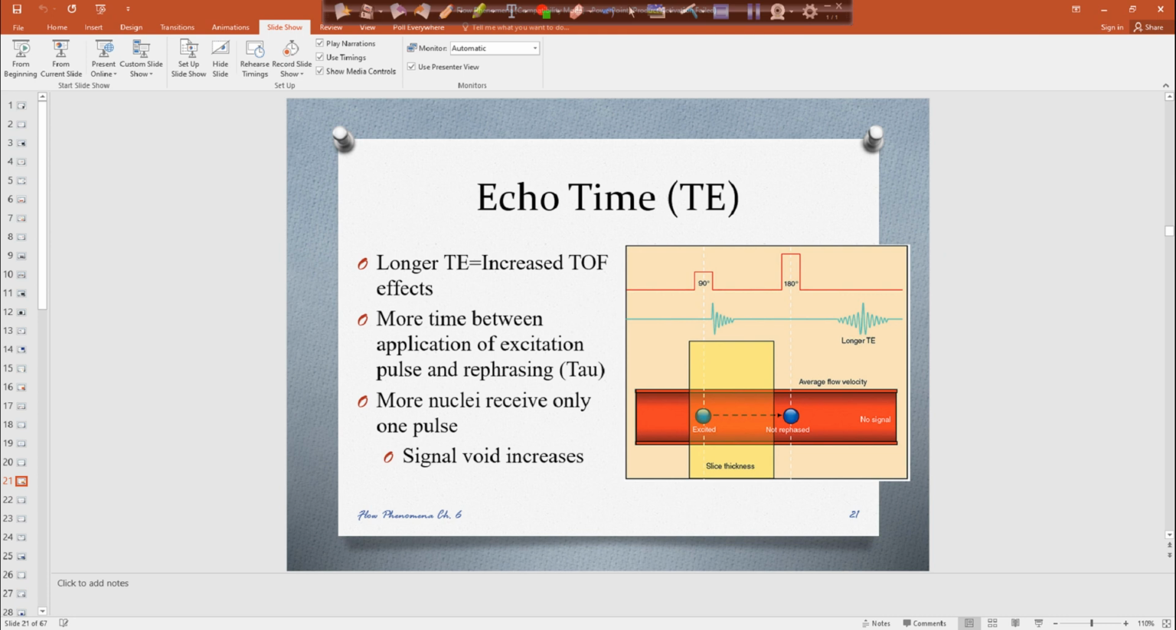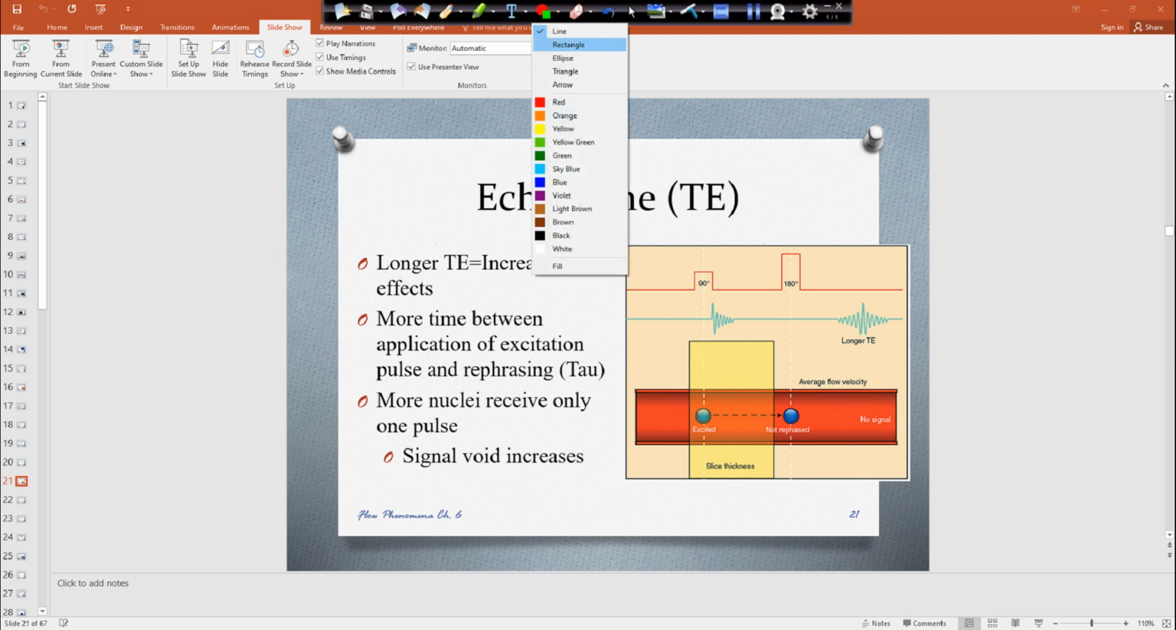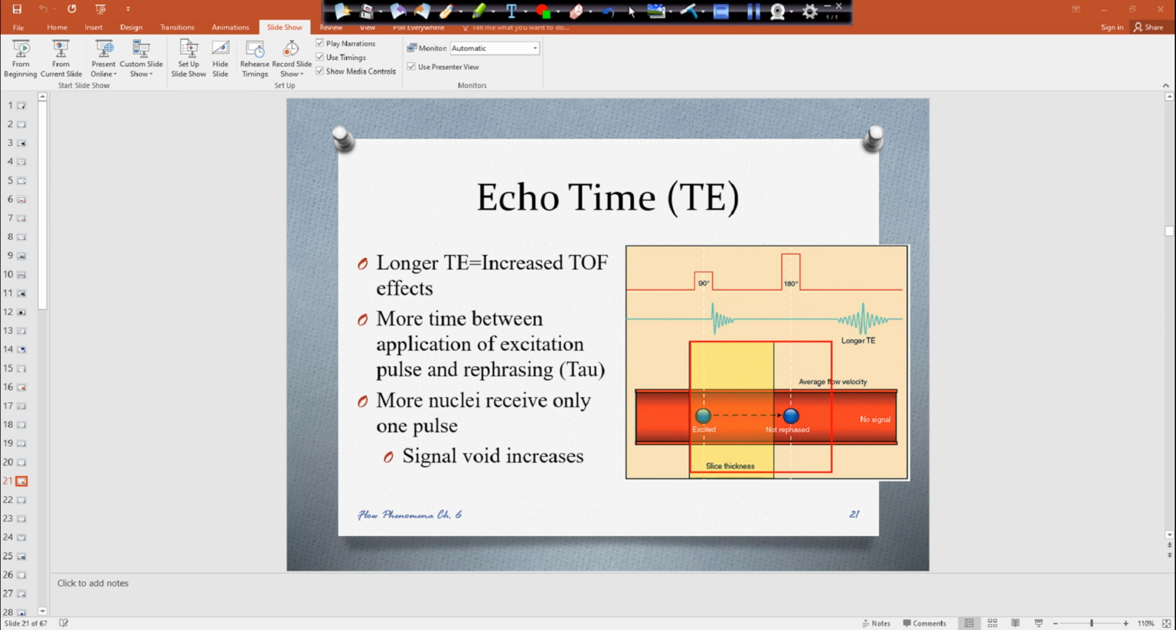So in this diagram, if this is, say, 3 millimeter slice thickness, I would just increase my slice thickness to look something more like this. And now we've received the 90 and the 180. So now it's been excited and rephased, and that will create signal. So our first yellow box here would be, say, 3 millimeters, and then our red slice is going to be 5 millimeters. So better chance of catching that flowing nuclei.